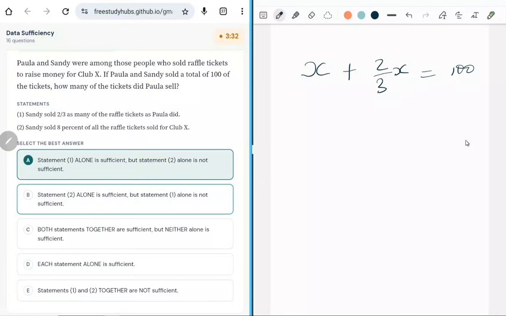I want to see p plus s plus x equals the total number of tickets, right? So p plus s, Paula and Sandy, is 100, plus x equals the total number of tickets. Then statement one says Sandy sold twice as many. So we know this, but we're trying to find how many tickets Paula sold.